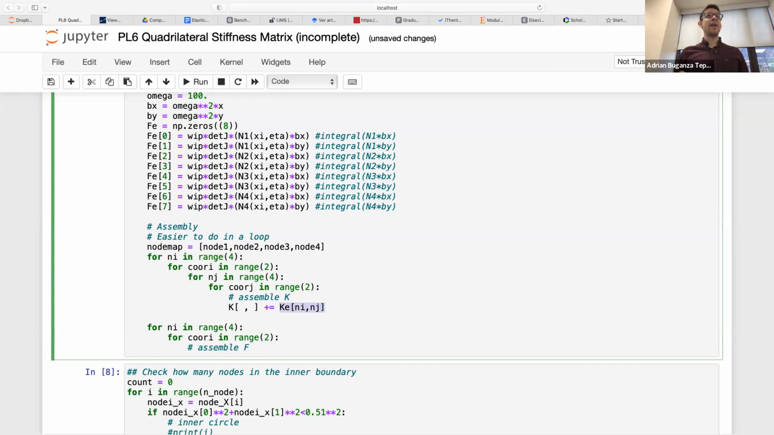The KE, what is the size of KE? 8 by 8. So this will not access all the entries of KE. So this will not work. What should I do? Remember that for every node, there is X and Y. So for Ni, that goes from 1 to 4 or 0 to 3, for every node there's another for loop because now I also want X and Y. And then again, for every node J, there's also an X and a Y. So I somehow need to use that.